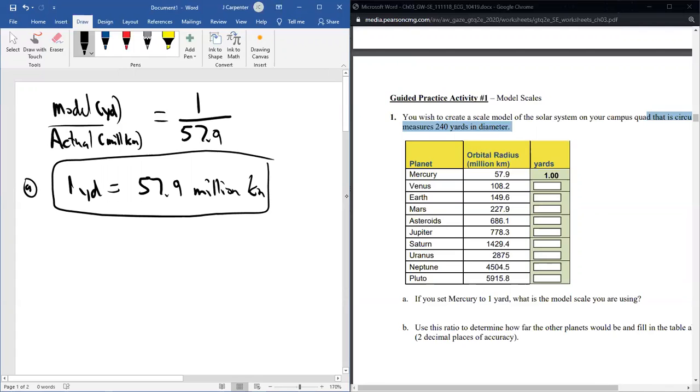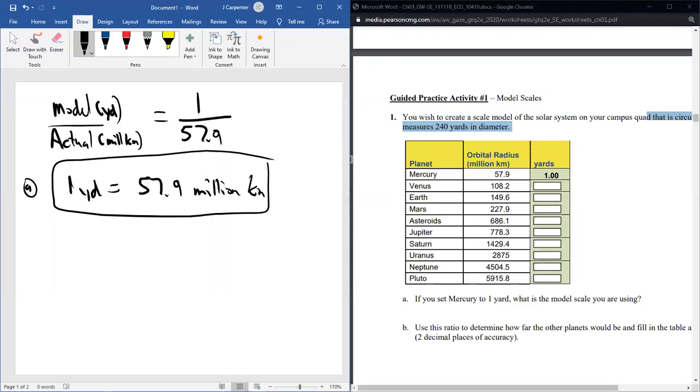Because when you use your words, apples over oranges, and then every 1 apple is 57.9 oranges, again, you don't have to think about these things in terms of anything complex. You can just always relate everything to apples and oranges, thing A and thing B. So that's the scale. For every 1 yard on our little quad circle that we're setting up, that would be realistically equivalent to 57.9 millions of kilometers, as long as we measure accurate.